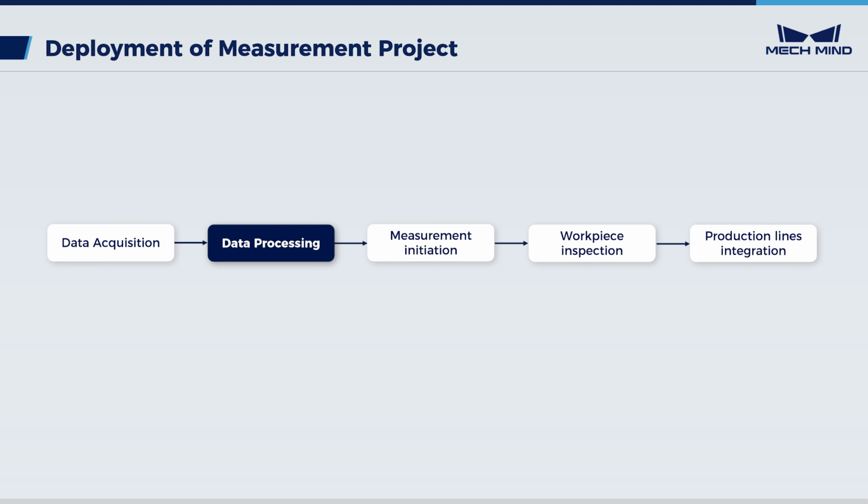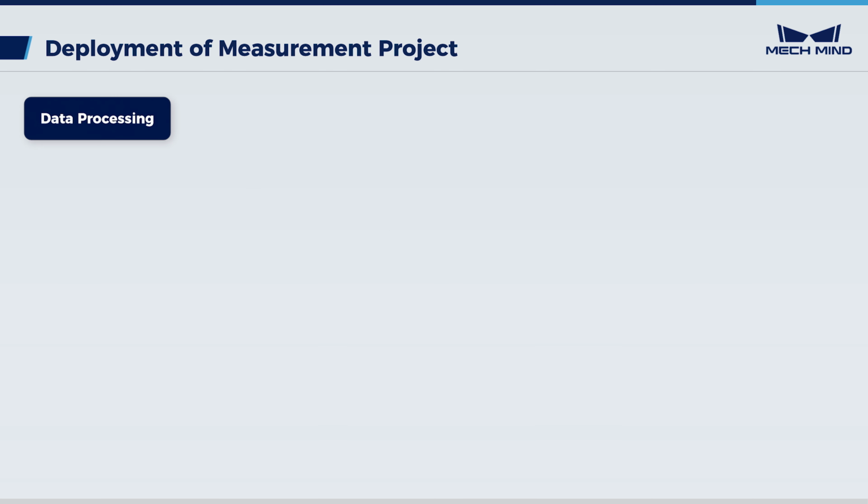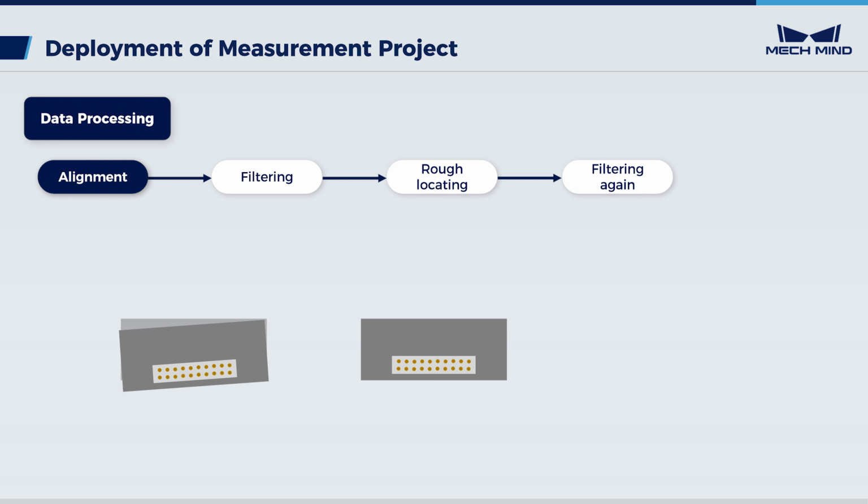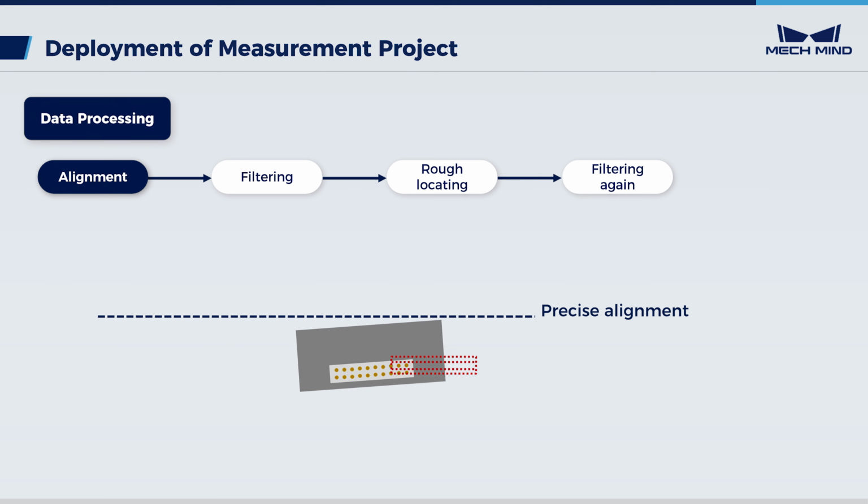Here, the acquired surface data undergoes pre-processing steps, including alignment, filtering, rough locating, and secondary filtering. The alignment step aims to eliminate workpiece position deviations and ensure precise alignment. The 2D model editor helps to extract features and generate a matching model. This quickly corrects the workpiece position, guaranteeing consistency in subsequent processes.